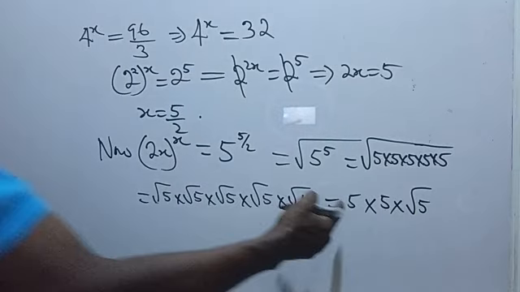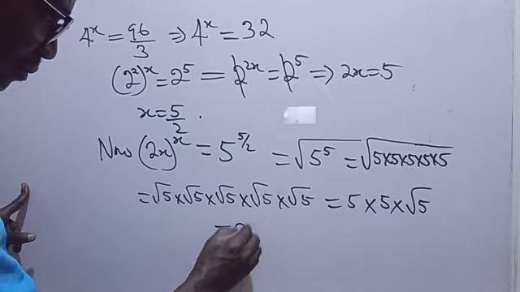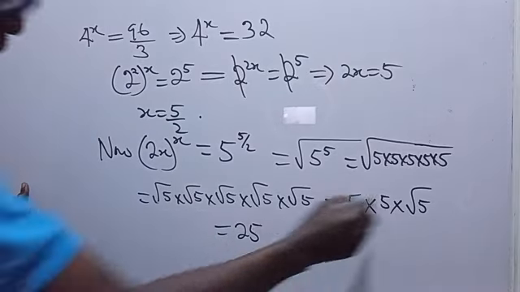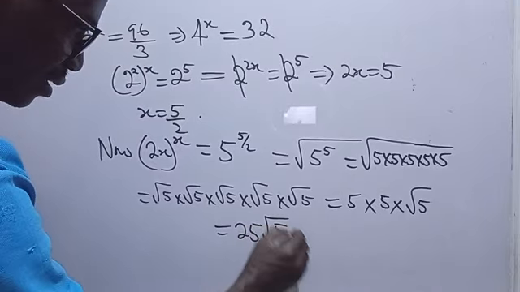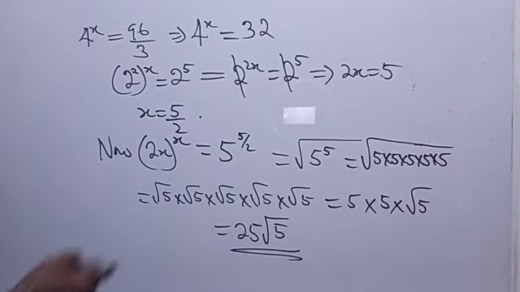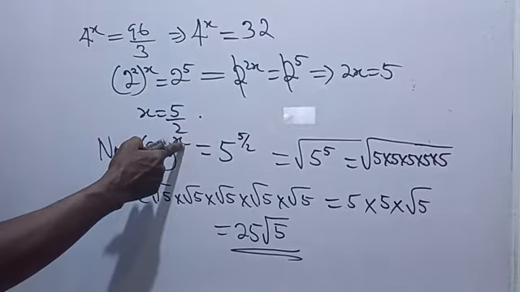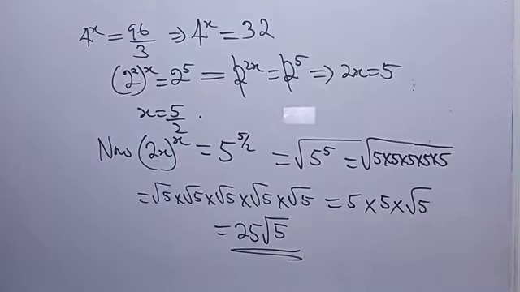So 5 times 5 now is 25. I hope you get that. Times root 5, 25 root 5. So the value of 2x raised to power x is 25 root 5.